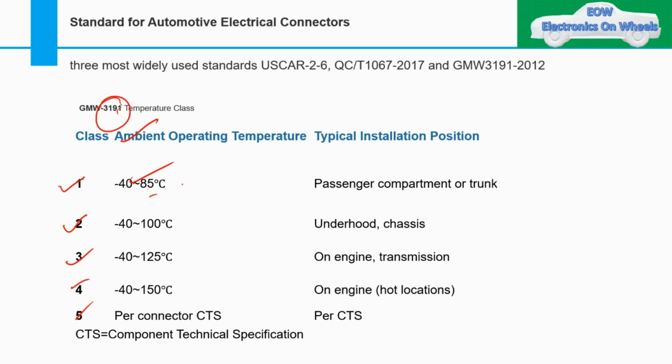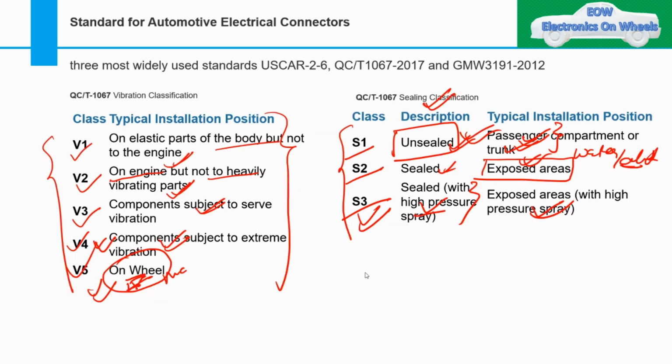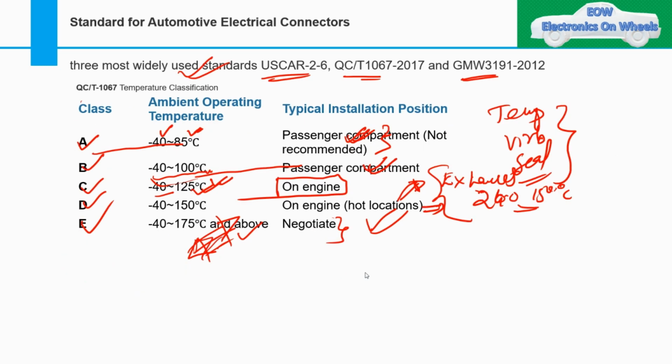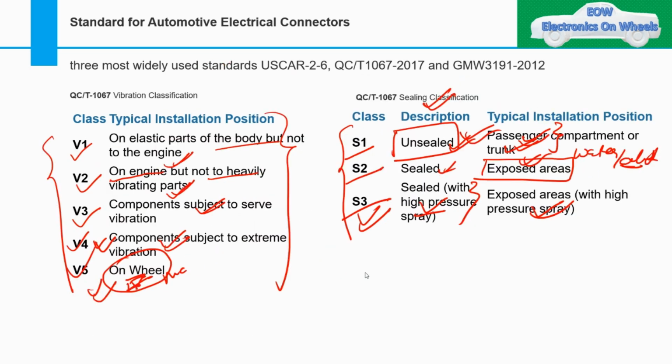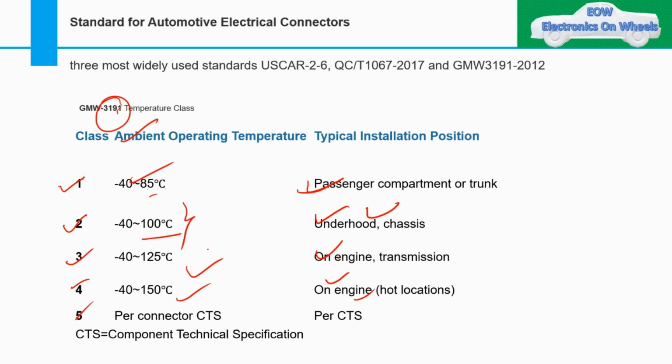Here, minus 40 to 85 is for the passenger compartment. Then 100 is for under hood and chassis, 125 for engine and transmission, 150 for engine in a hot location. If you see the second class and the B class, here 100 is given for under hood and chassis. Here also it is the same, but they have told the location might be different. They have said that for the passenger compartment you can go with 100 degrees centigrade, but the temperature classes are the same, and more or less the location will also be the same: passenger compartment and trunk.